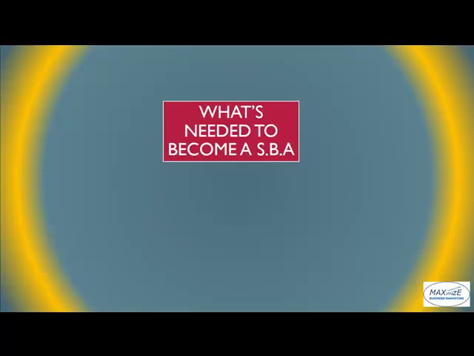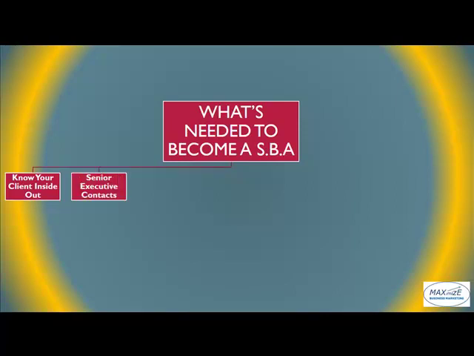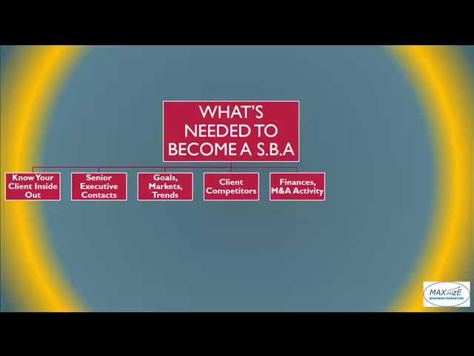So what's needed to become a strategic business advisor? Well, you have to know your client inside out. So you have one account manager, as an example, with maybe two or three other salespeople and marketing people working solely on that account. You have senior executive contacts, not just your account executive, but peer-to-peer contacts. So let's say, depending on the size of the client, your CFO works with their CFO, or your VP of sales works with their VP of sales, etc. You understand their goals and their markets and the trends going on in their industry, and particularly with them. You understand who their competitors are. You understand their financial position and their merger and acquisition activity.